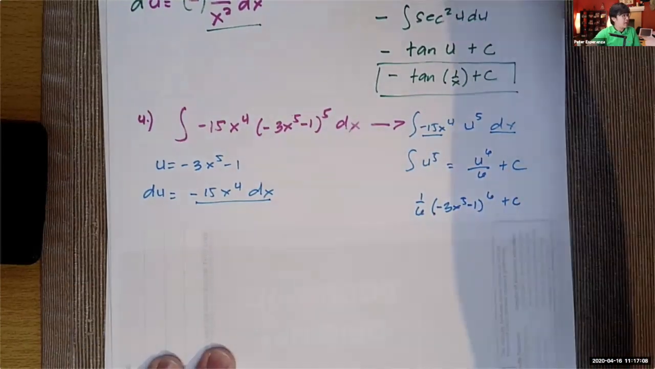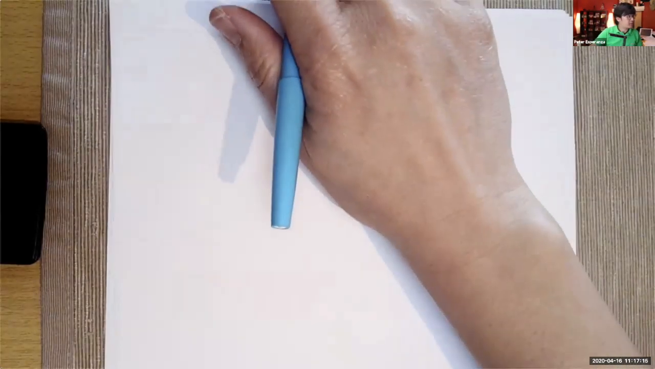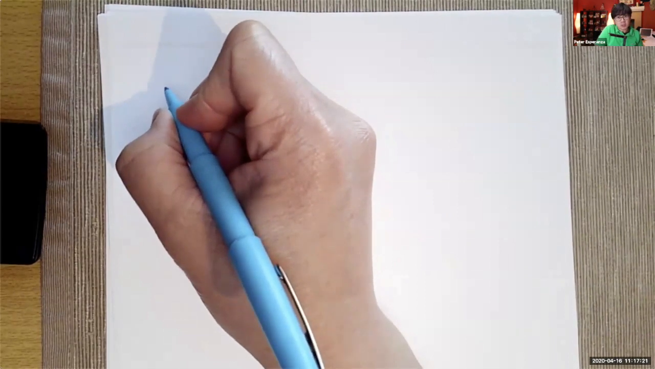Okay, let's have another one because practice is mastery. If you don't practice, if you're just sitting there, I don't know, watching Netflix and putting us on mute, shame on you.